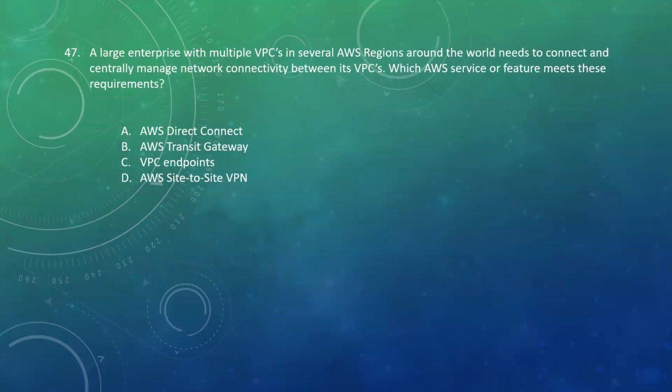A large enterprise with multiple VPCs in several AWS regions around the world needs to connect and centrally manage network connectivity between its VPCs. Which AWS service or feature meets these requirements? Your options are A, AWS Direct Connect, B, AWS Transit Gateway, C, VPC endpoints, D, AWS Site-to-Site VPN.